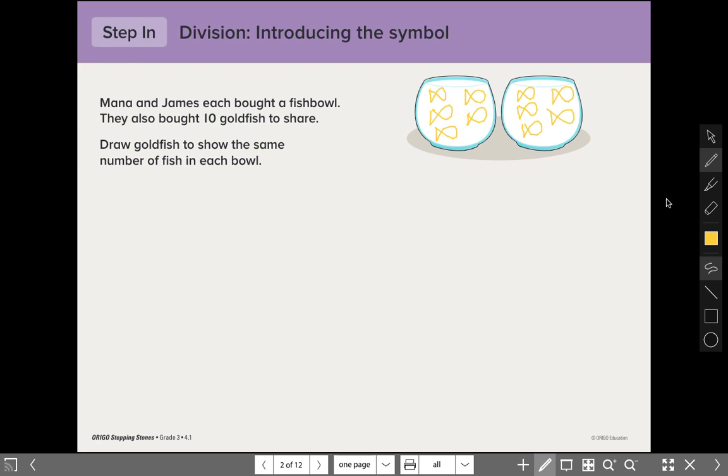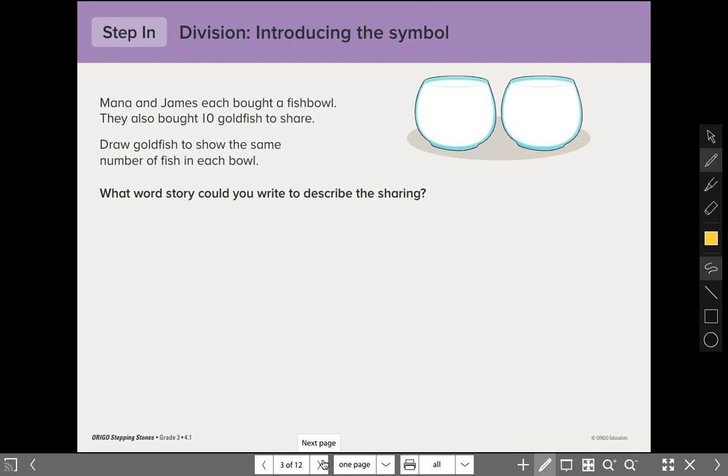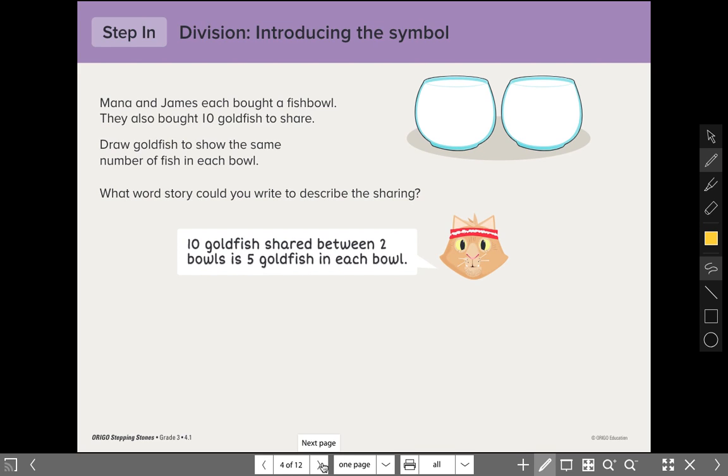Okay, once we've done that, I don't want to take too long on this. Okay, so it asks, what word story could you write to describe the sharing? 10 goldfish shared between 2 bowls is 5 goldfish. So this would be a word story that gives the answer. What number sentence could I write down here to describe the sharing?